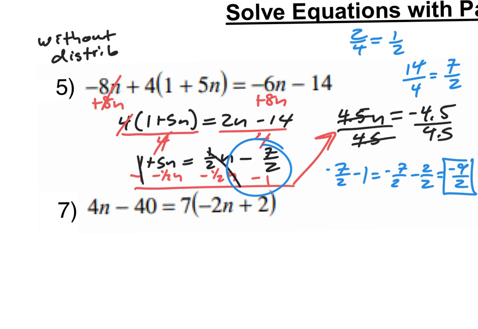These cancel, and I'm left with n equals negative 4.5 divided by 4.5. Anything divided by itself is just 1, but there's a negative here. There's a negative also, so we're going to call this negative 1. So that should be my answer.